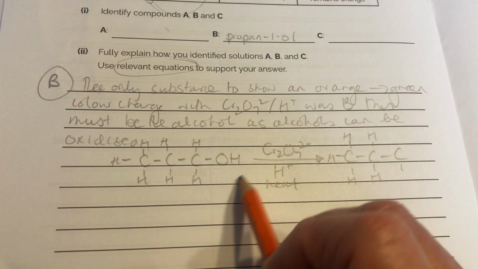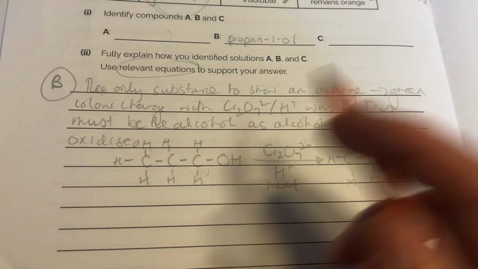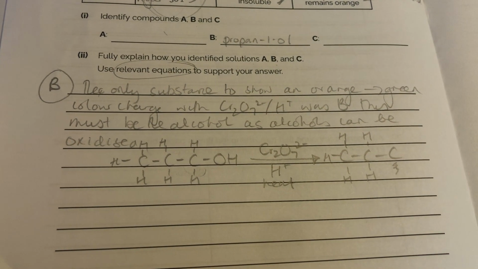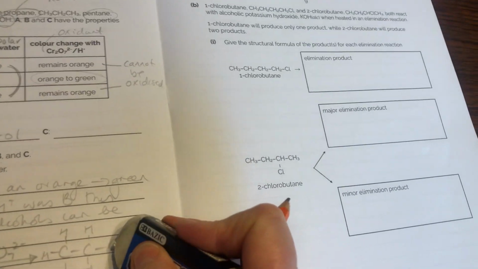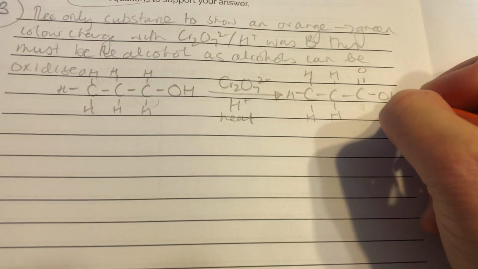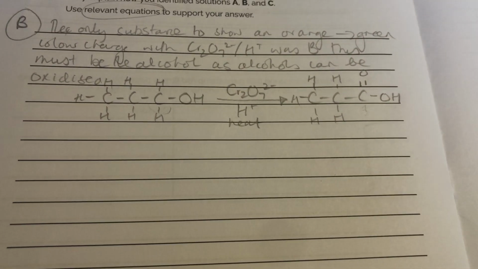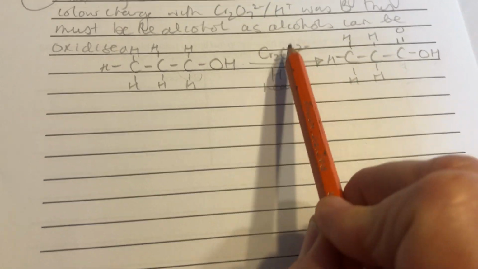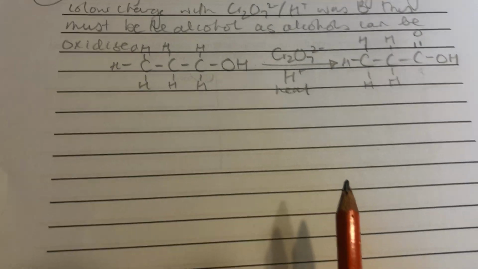But the functional group does change, even though it stays on the same carbon. And the only functional group we know that has more oxygens in it is the carboxylic acid. If you look at that, it does have an extra oxygen in there. So that's my equation. You would not have been penalised for putting plus Cr2O7 2-, that's fine too.